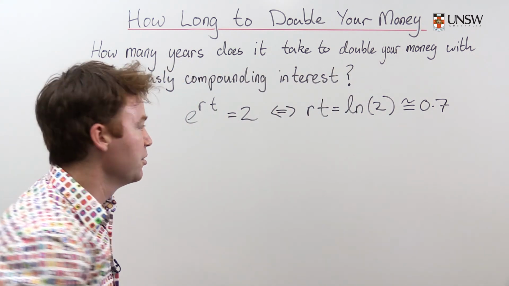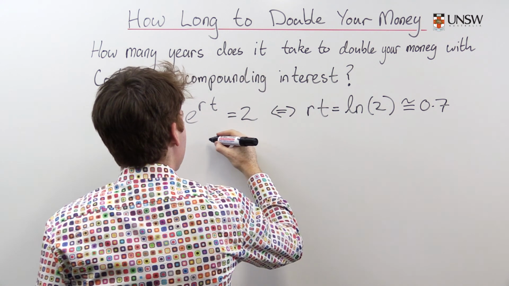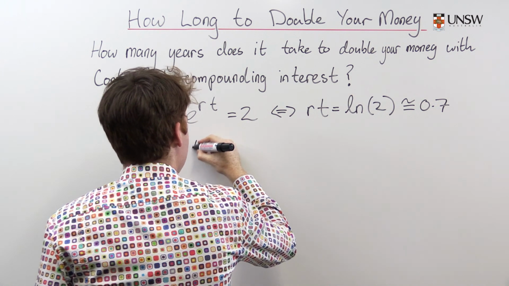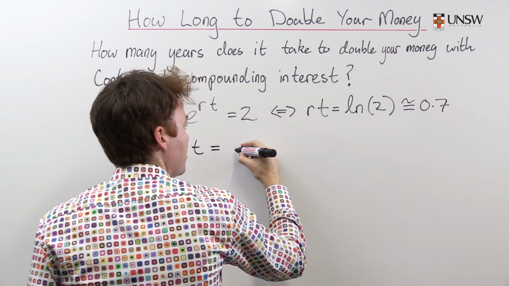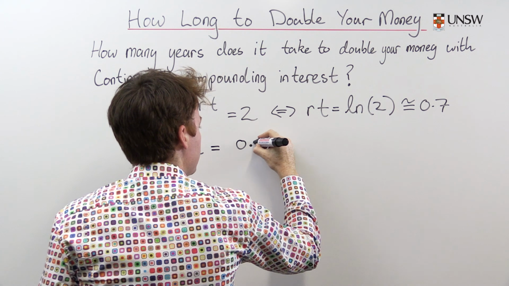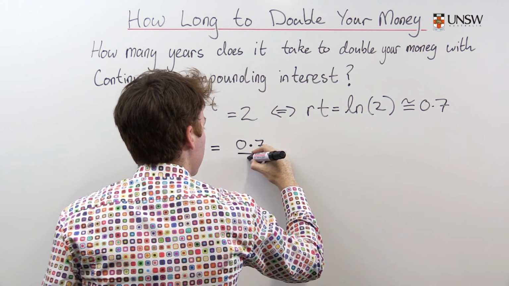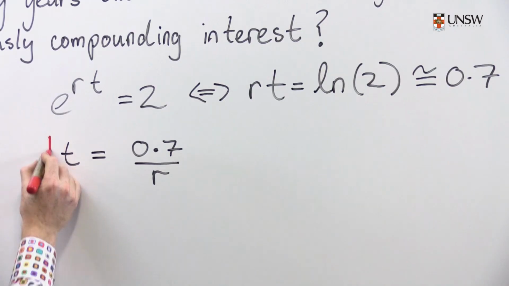And we come up with the following formula for the amount of time it takes. So the amount of time it takes for my money to double is 0.7 divided by my rate of interest r.